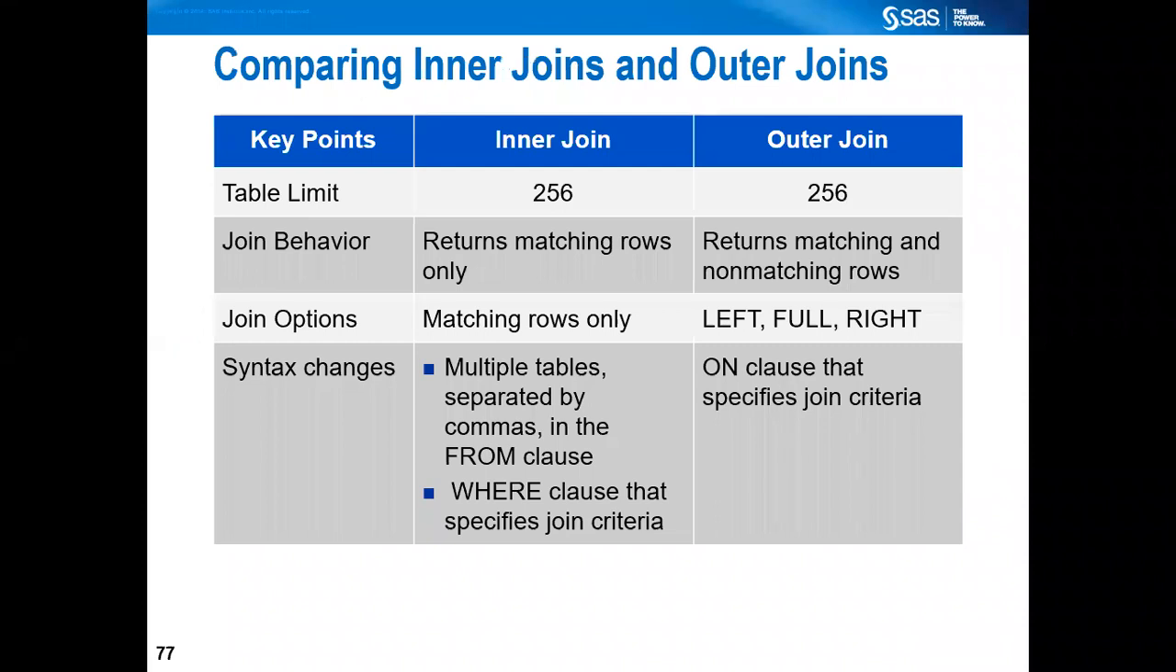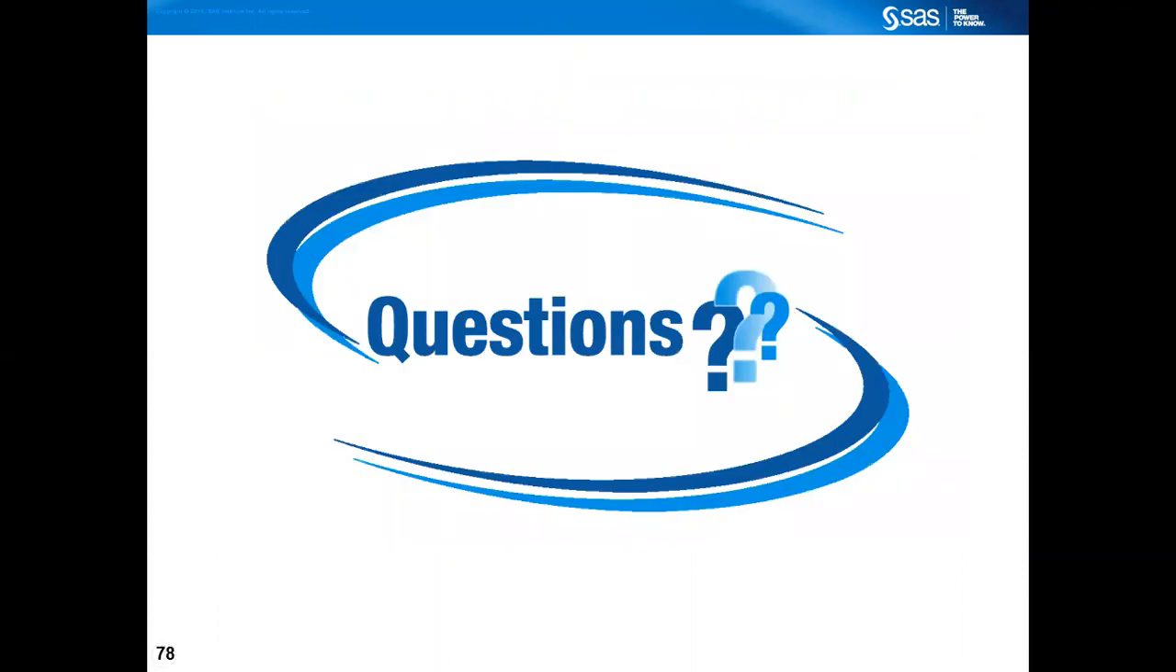Comparing inner joins and outer joins. Key points: the table limit is 256. Join behavior: inner returns only matching rows, whereas outer returns matches and non-matches. Join options: for inner, matching rows only; for outer, you have left, full, right. Syntax: we know there are two syntaxes in inner join; for outer we have only one syntax, with the ON clause that specifies join criteria. Any questions here?